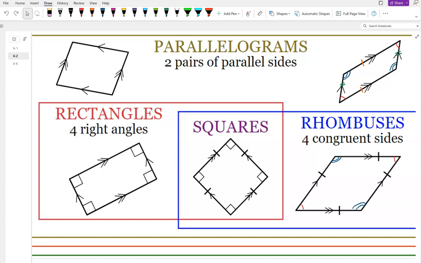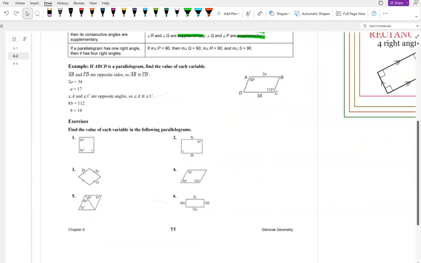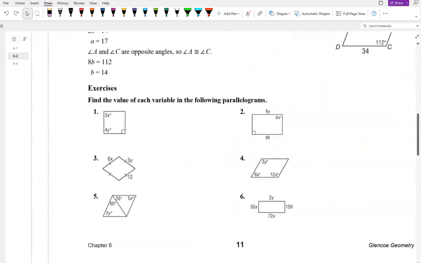It's still 2 parallel sides. It's still equal sides, right? All the sides are congruent. The only difference is a square has all sides and angles that are equal. A rhombus just has all the sides equal, but the angles are different. Okay, so that's one thing to note. All right, let's just do a couple of these examples then.